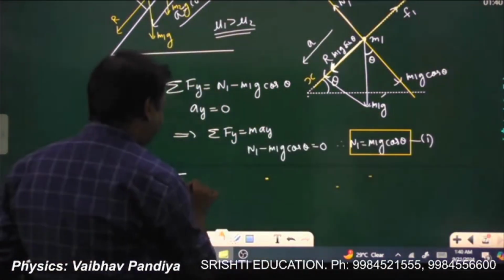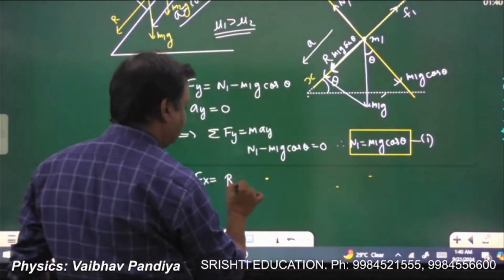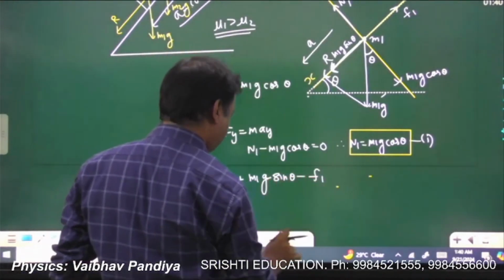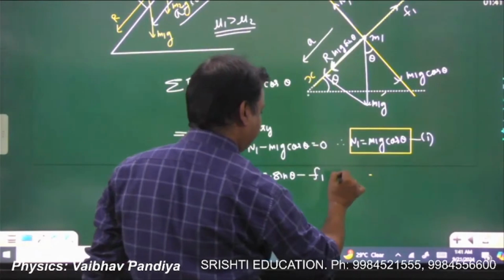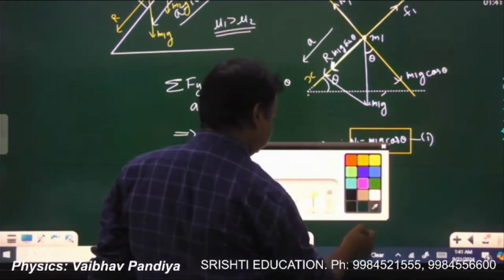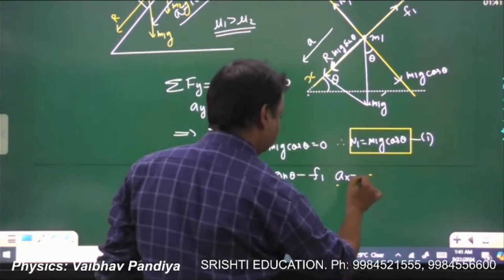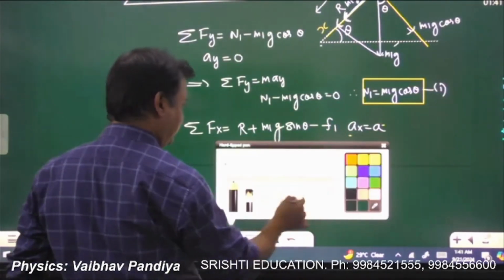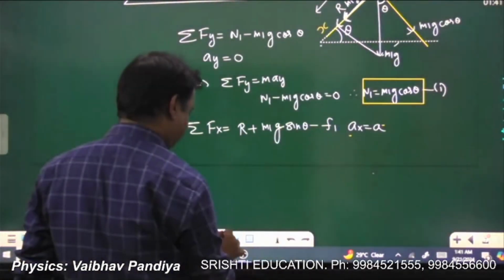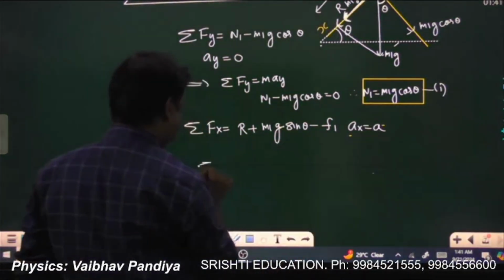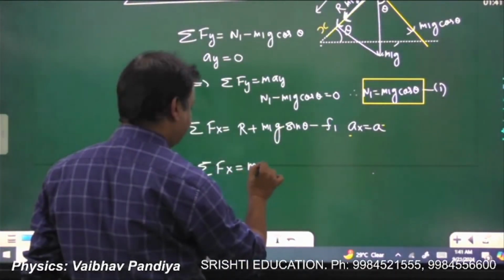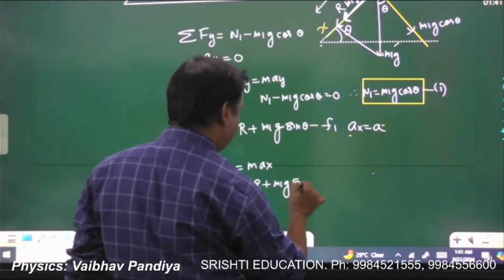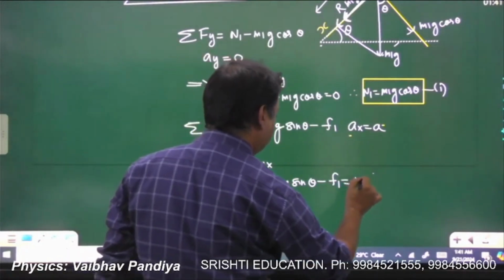Now, what is the net force on the x-axis? I will get R plus M1G sin theta minus F1, and AX is A. So if I apply Newton's second law on the x-axis, sigma Fx is max, so I will have R plus M1G sin theta minus F1 equals M1A.